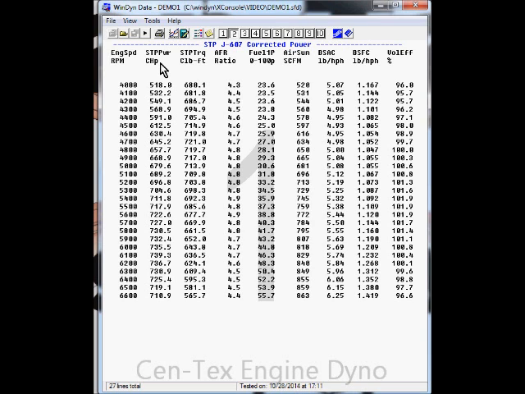Alright, so the J607 standard, just for reference, is 29.92 barometric pressure and 60 degrees Fahrenheit dry air.